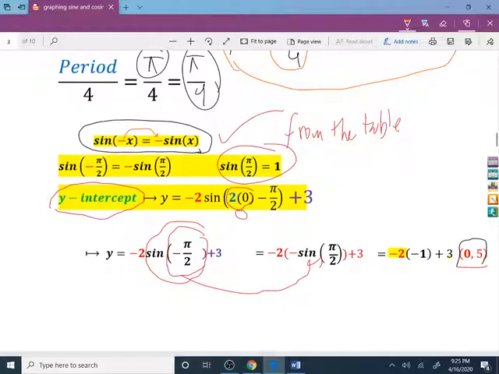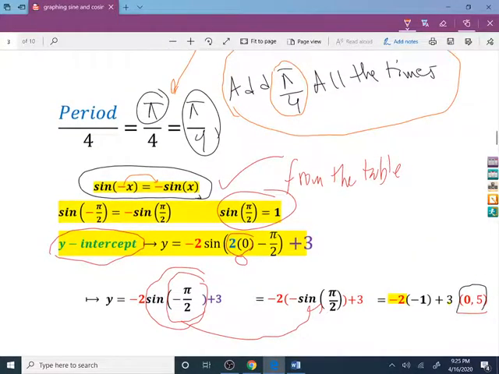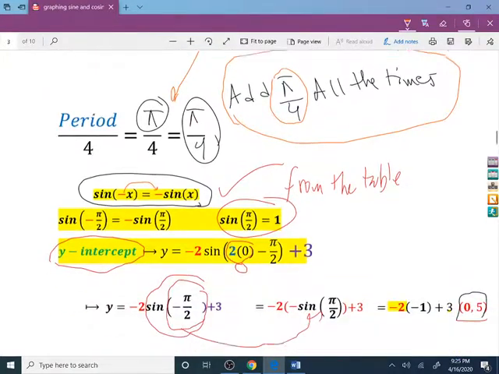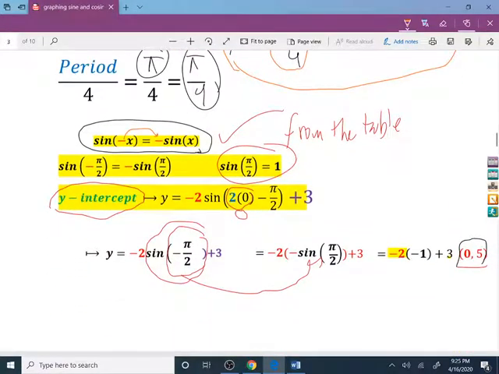Then the y, that means negative 1. Let us find the y-intercept. Just remember, in the y-intercept, you plug in x equals 0. I'm going to write the formula for you: y equals negative 2 sine of 2x minus pi over 2, plus 3. Good? What I did here, I changed x to be what? 0. Negative 2 sine of 2 times 0, right?